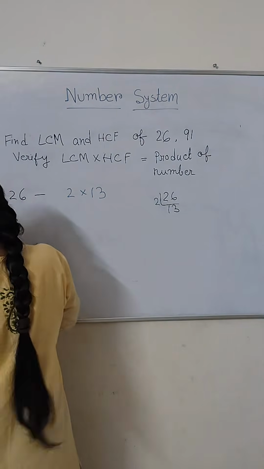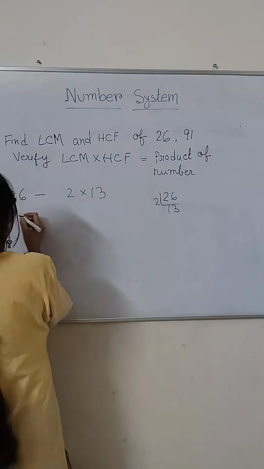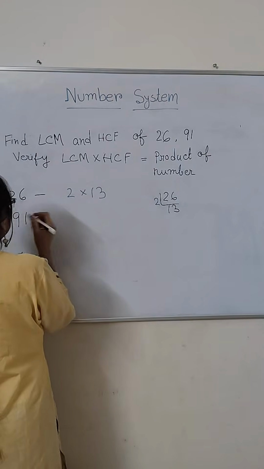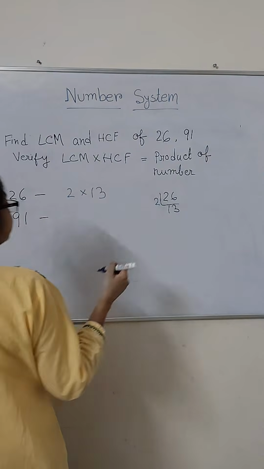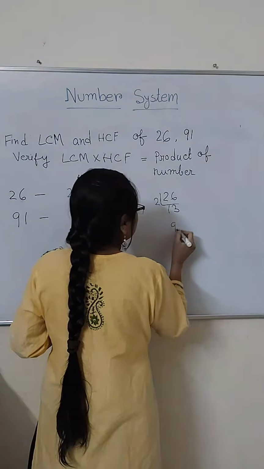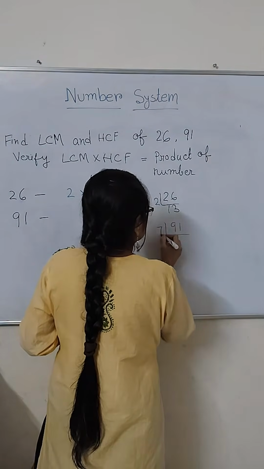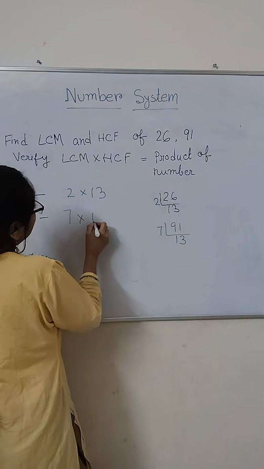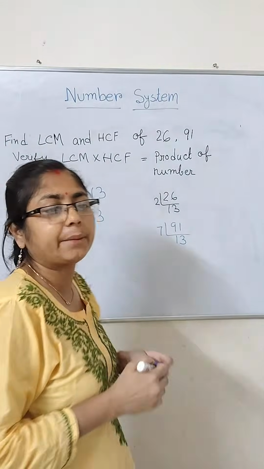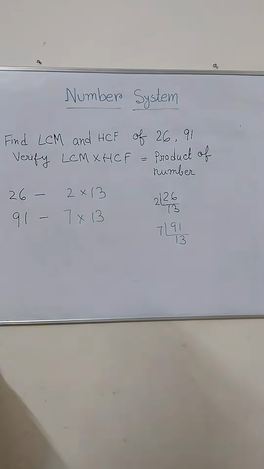And what is the 91? 91 you do, 7 into 13. Okay, clear up to this one?